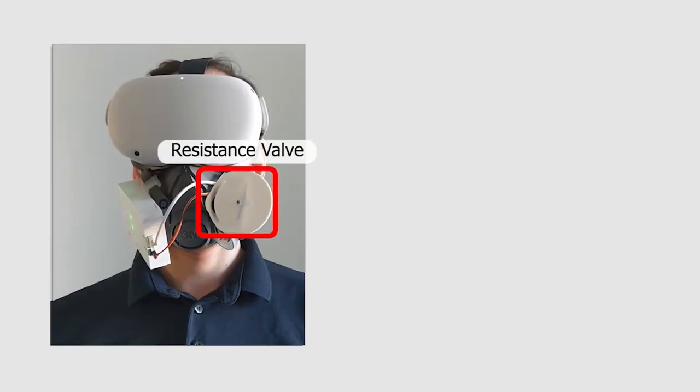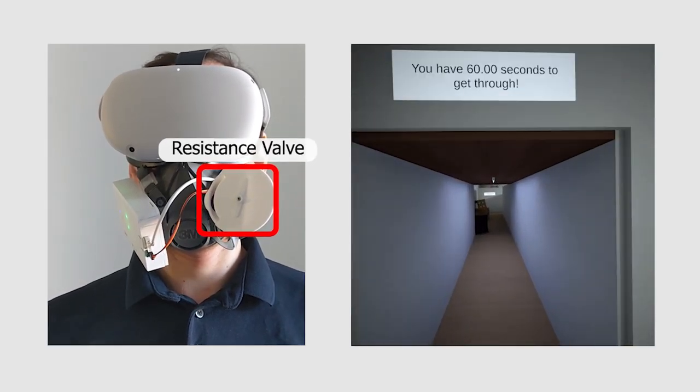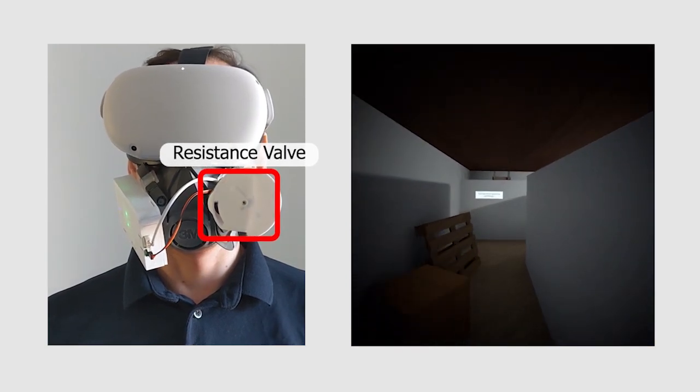We compare AirRes mask against using only audiovisual feedback and a combination of both. Here, the effects of audiovisual feedback can be experienced as narrowing vision, dampening of sound and audible heart rate.